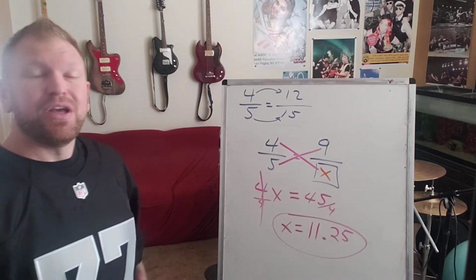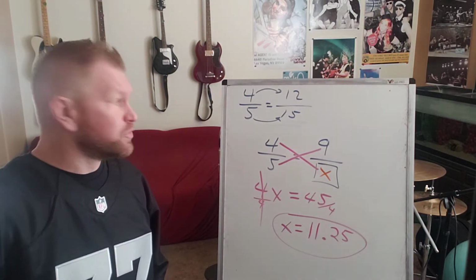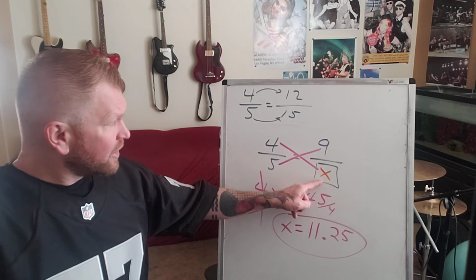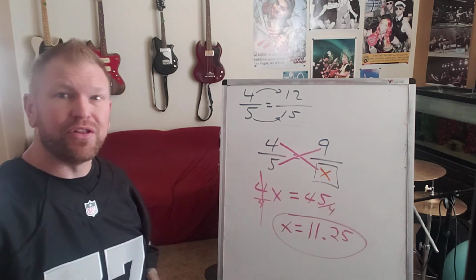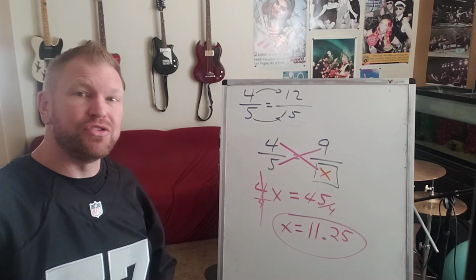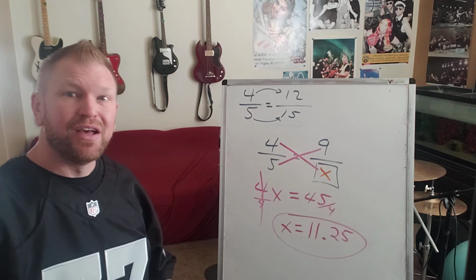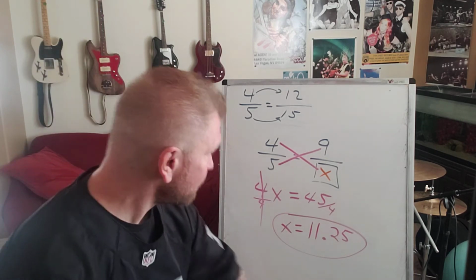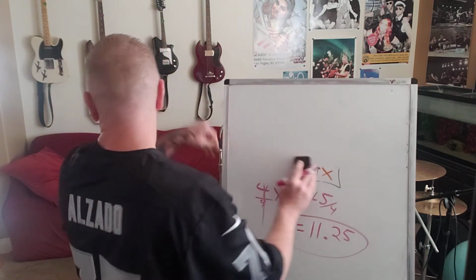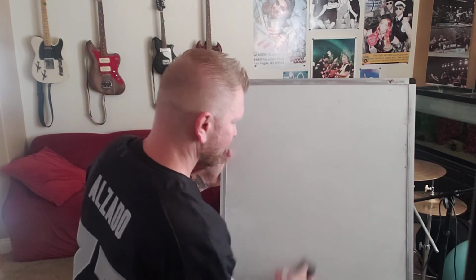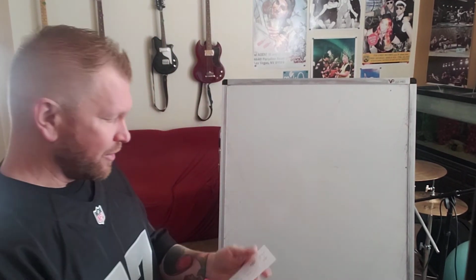Okay, so now we're solving proportions. What we're doing is finding the missing number to make these ratios equivalent to one another, and we're using cross products and one-step equations to do that. Let's do a few more examples. All right, next one.